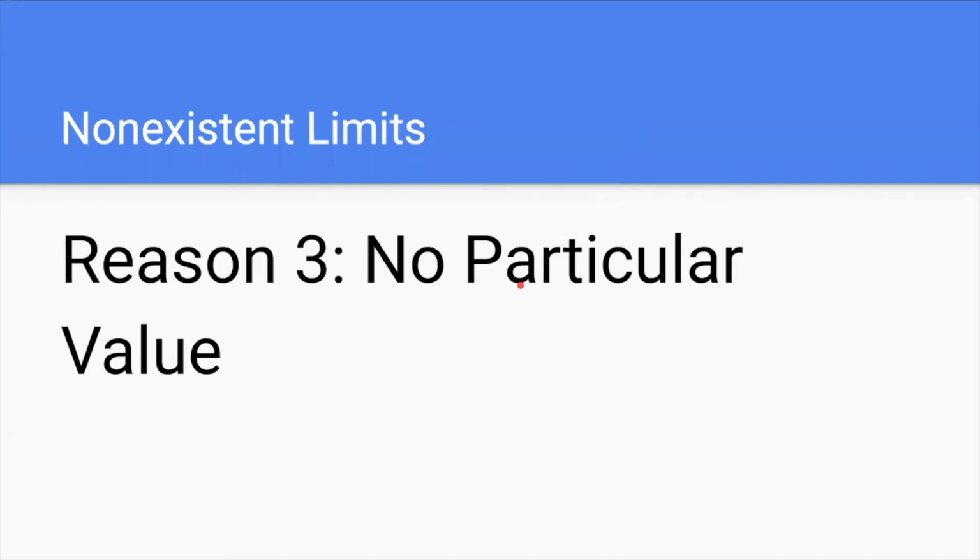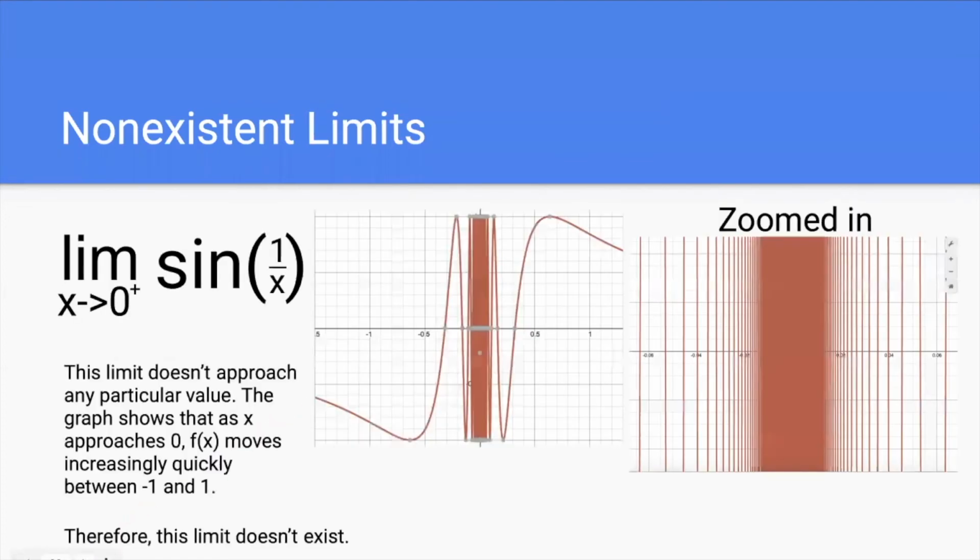And the same would be true if the limit approaches negative infinity. The third reason for a limit to not exist is if it doesn't approach any particular value. All right, so take for example this limit. Some of you might not know what sine means, but just take a look at the graph of the function and you'll see as x gets closer and closer to 0, the function moves increasingly quickly between 1 and negative 1. And if you zoom in, you can see that that is really the case. And so since f of x just moves increasingly quickly between negative 1 and 1, it doesn't approach any particular value. So therefore, this limit does not exist.